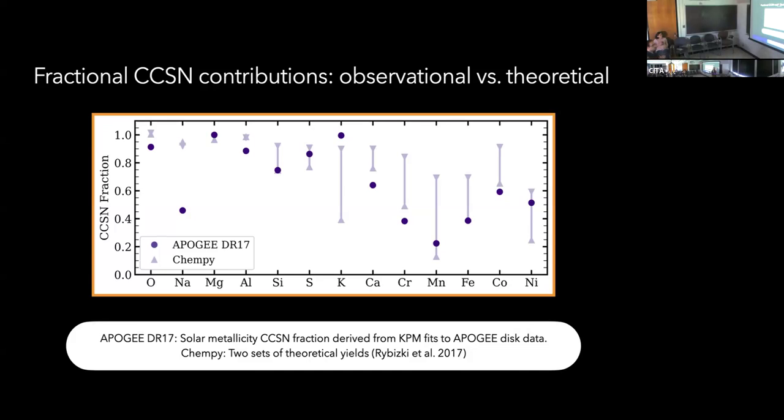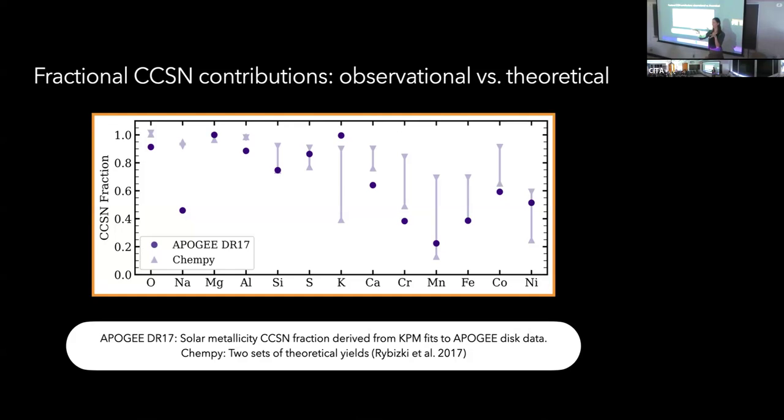So we have all these different theoretical yield sets for core collapse supernovae, type 1A supernovae, and AGB stars, and we could sum up how much of those different processes are making nickel at solar metallicity, and then find a fraction of that that's coming from core collapse. There are many yield sets in the literature. So this ChemPy GCE program is using just 2 different versions of those yield sets.